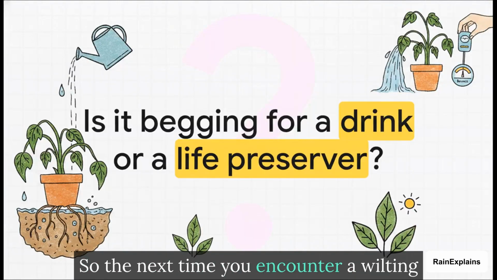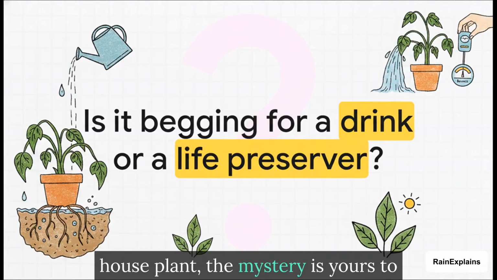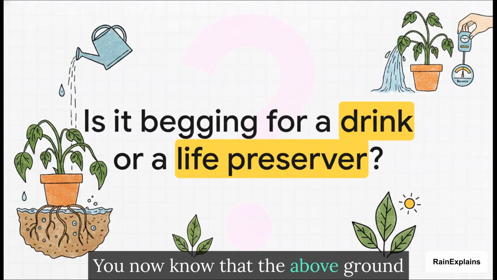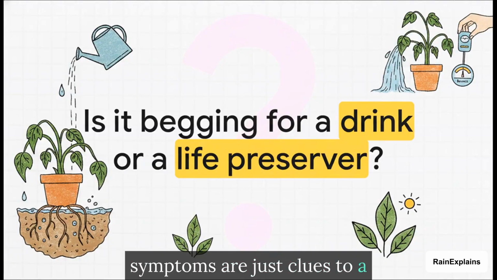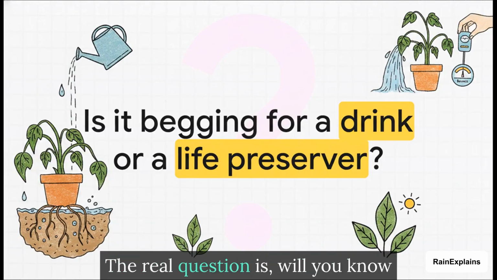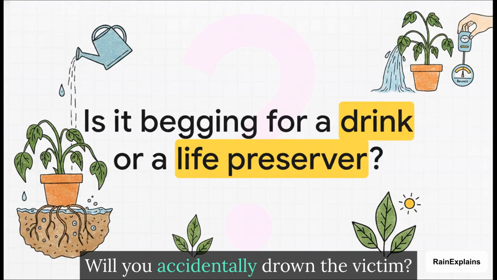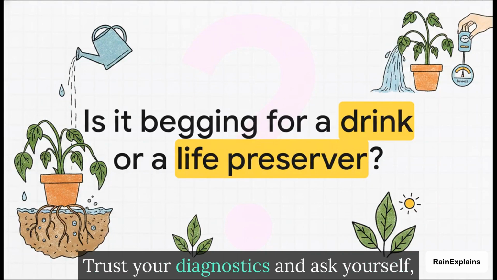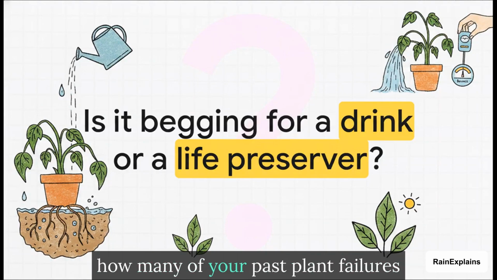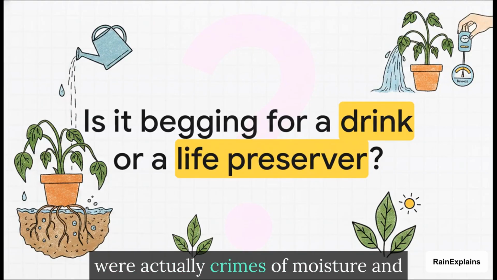So the next time you encounter a wilting houseplant, the mystery is yours to solve. You now know that the above-ground symptoms are just clues to a subterranean puzzle. The real question is, will you know exactly how to read those clues, or will you accidentally drown the victim? Trust your diagnostics and ask yourself, how many of your past plant failures were actually crimes of moisture imbalance?